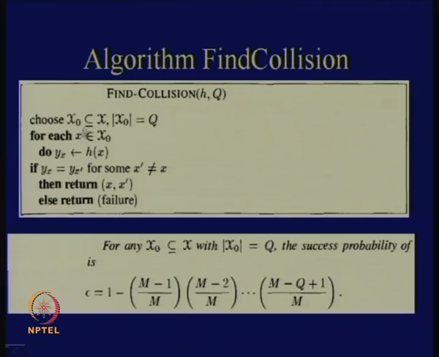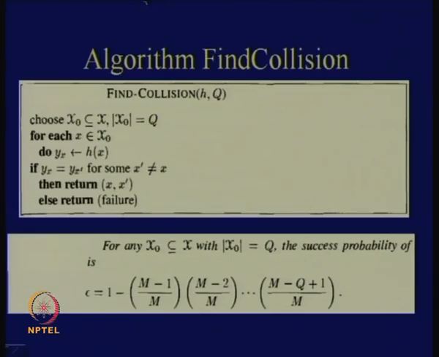So, you see that what you do first is that you choose any x naught which is a subset of x, and the size of x naught is in this case again q. So, what you do is that from this you access all the values from x naught and you know the corresponding values of yx for all the values. So, you compute the hash values for all the elements of x naught, and now you check whether there are some equalities, that is whether there are two distinct values which result in the same hashed output.